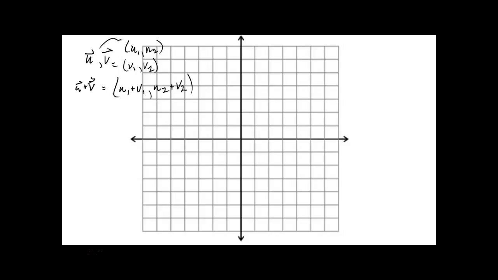One component at a time. Just like the equality of two vectors, the two components have to be identical, in sign, magnitude, and everything. So when you're adding the two, add the first component of one to the first component of the other, comma, add the second component of the one to the second component of the other. Now you have your new vector, the sum vector of those two.